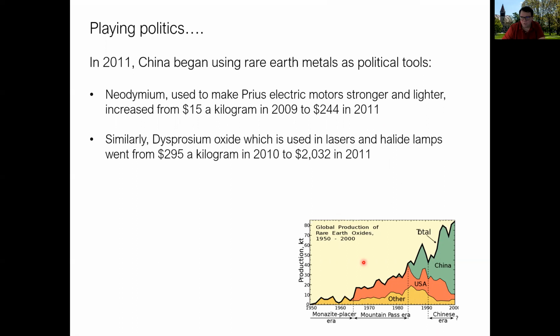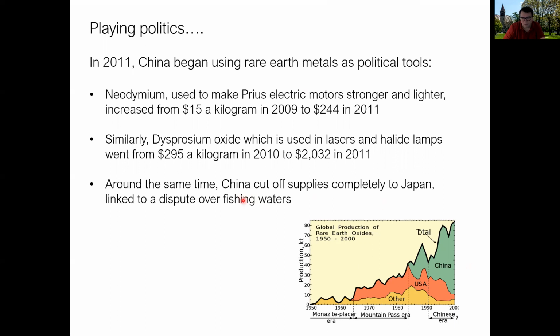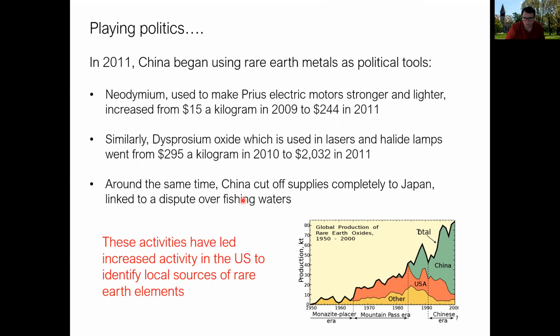Other examples: dysprosium, very commonly used in lasers and various types of lamps. Similarly, almost a tenfold increase in that time frame. And then during this time, there were major disputes over fishing waters and land claims in the China Sea and Sea of Japan and whatnot. And at that time, China decided to cut off supplies to Japan, which is heavily involved in electronics manufacturing, as a way to settle that dispute of the fishing waters.